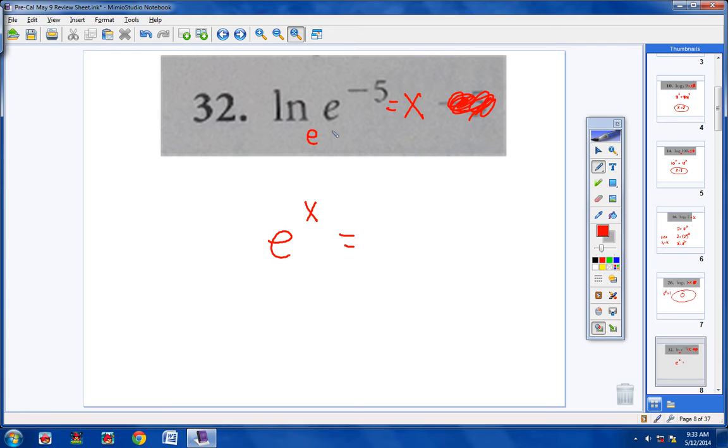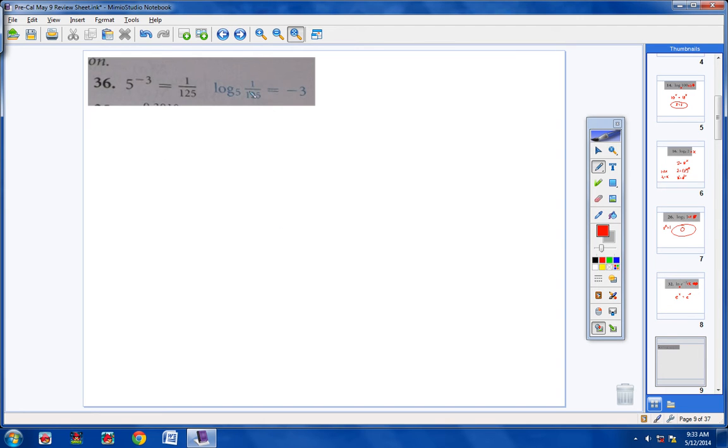This is an e here, so e to the x equals e to the negative 5. And so obviously x equals negative 5. Okay? All right, moving on to number 36.